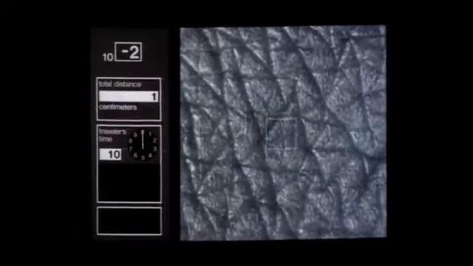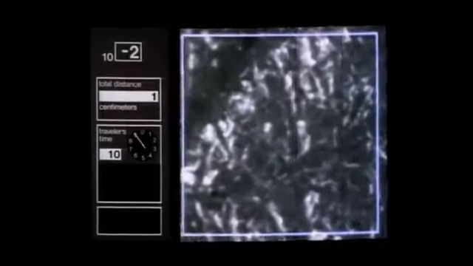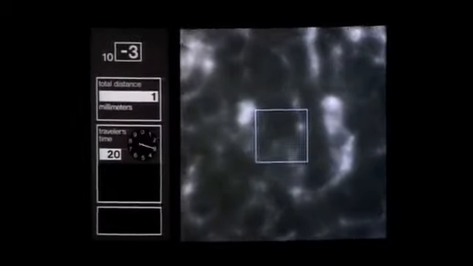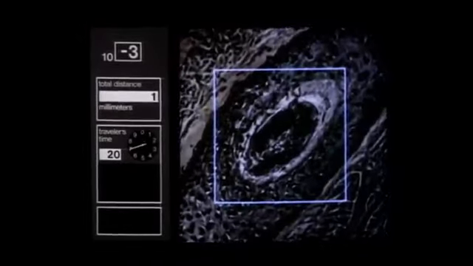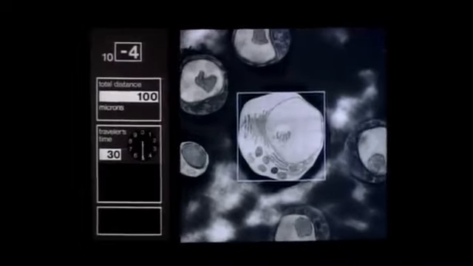10 to the minus 2 meters, 1 centimeter, coming in on 1 millimeter. The surface of the skin looks rough and furrowed. The outside layer contains dead cells which we constantly shed and replace from within. Within the skin, the dark area we see is a tiny blood vessel, a capillary. The blood it carries is made up of different types of single cells.